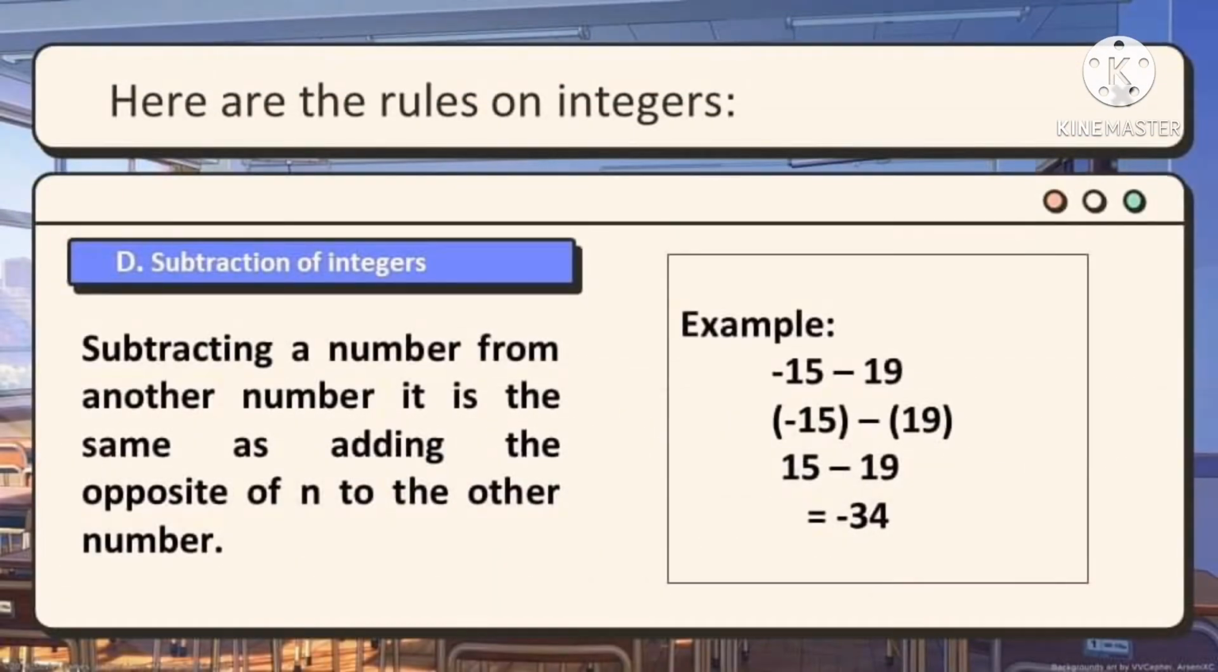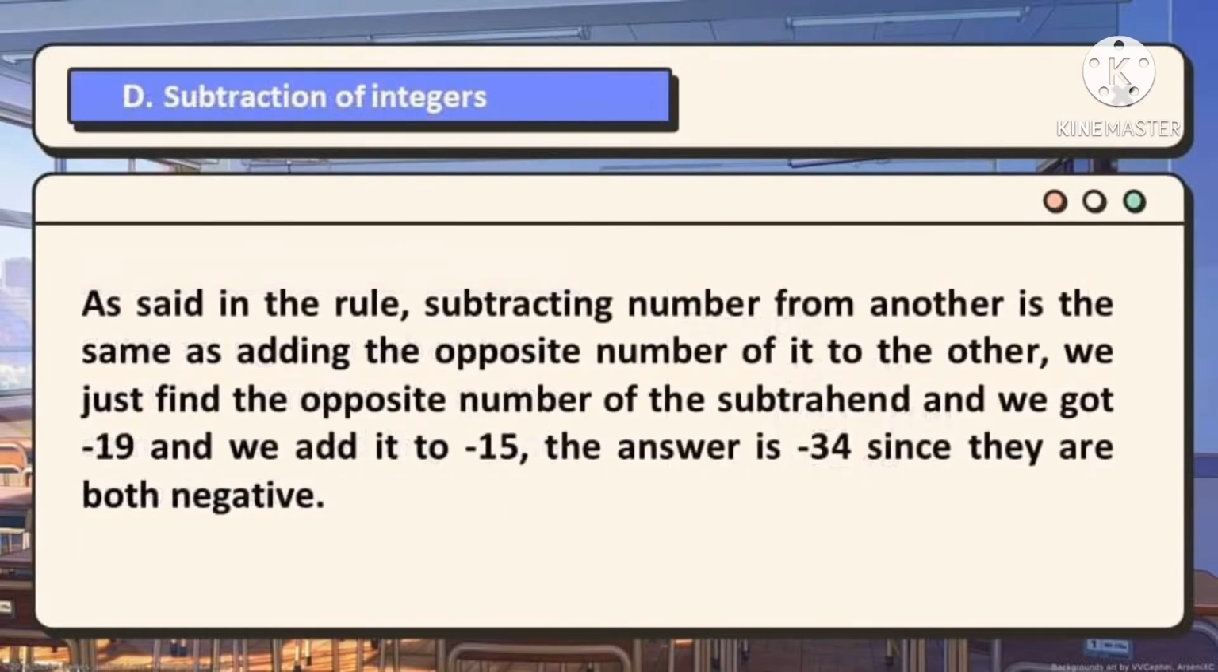Subtracting a number from another number is the same as adding the opposite of that number to the other number. As said in the rule, subtracting a number from another is the same as adding the opposite number to the other. We just find the opposite number of the subtrahend, and we get -19. And we add it to -15. So the answer is -34, since they are both negative.